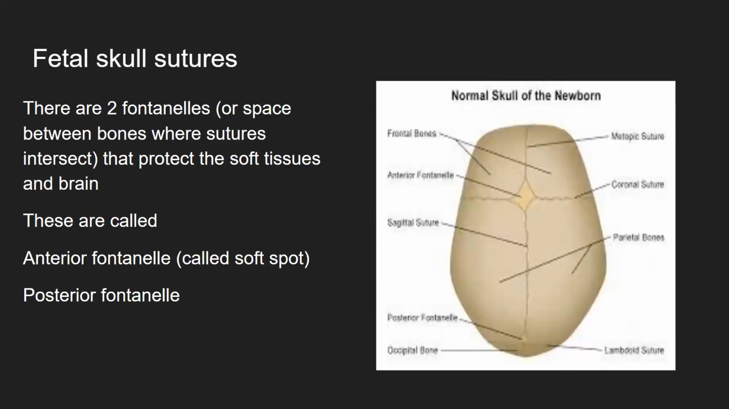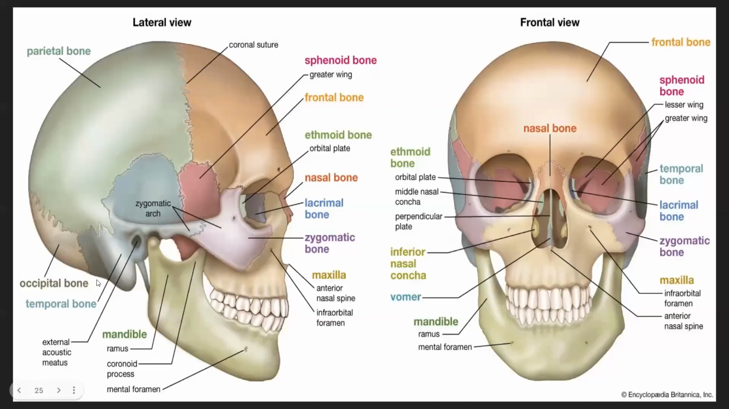Next, we'll be talking about the fetal skull sutures. There are two fontanelles, or spaces between the bones where sutures intersect, that protect the soft tissues and the brain. These are called the anterior fontanelle, which is also identified as a soft spot, and the posterior fontanelle.